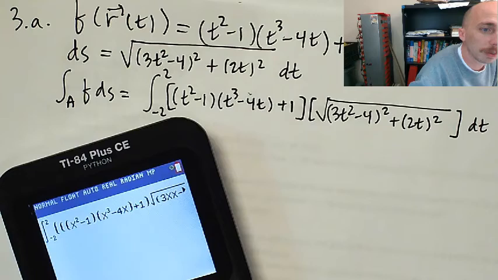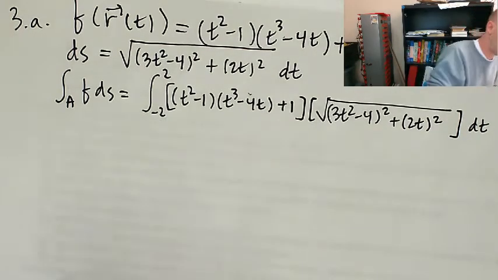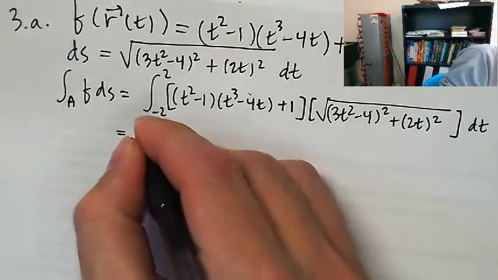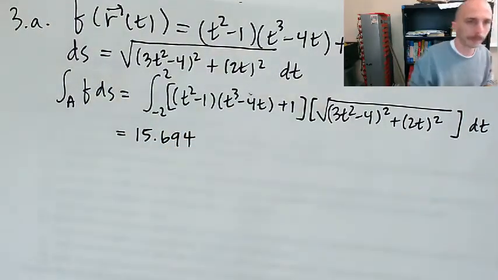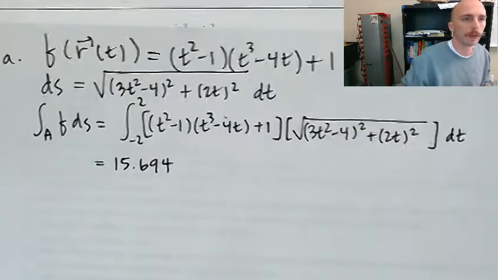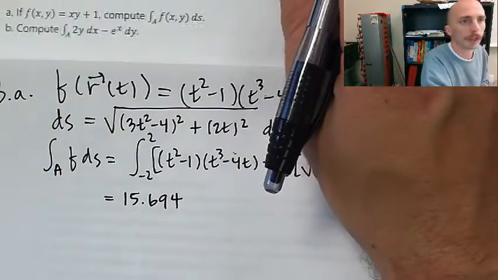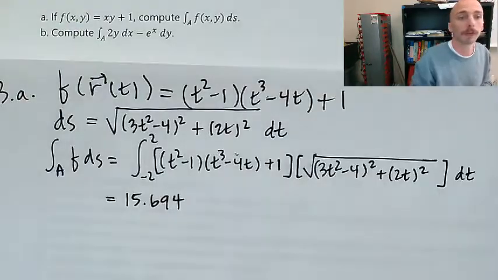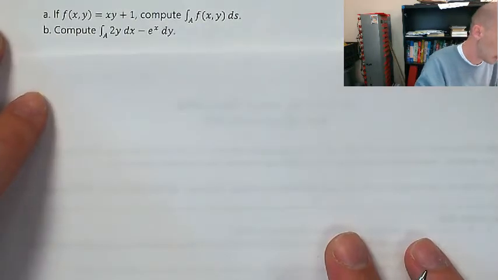Okay, that was a lot of typing. It's going to definitely need to think for a second. 15.694. And, well, that's great. That was 3a. What's 3b? Oh, okay, this is integrating a vector field. Oops, let's turn that paper around.